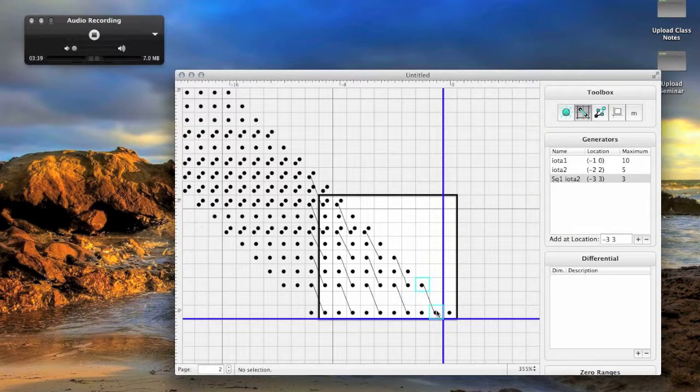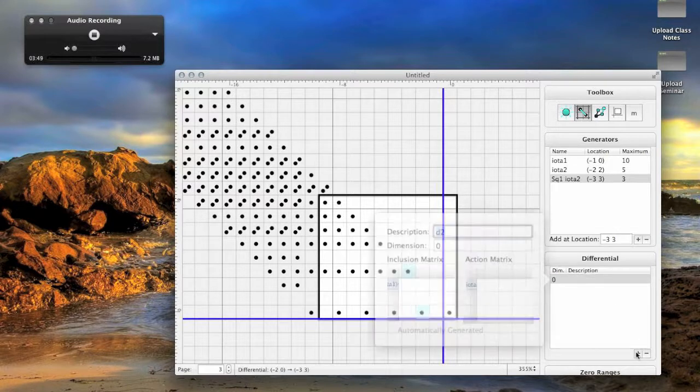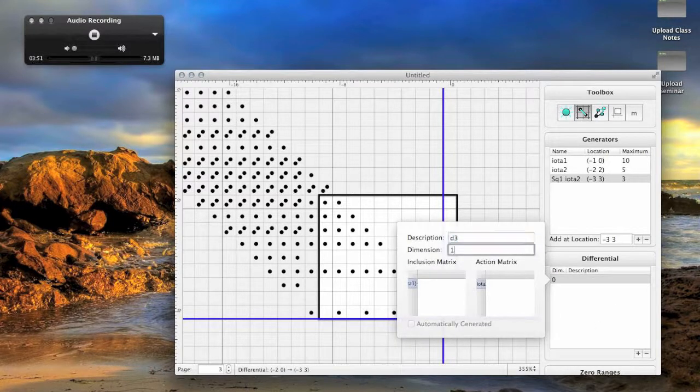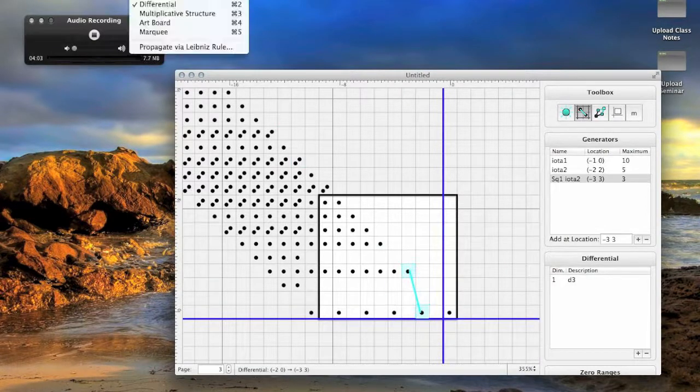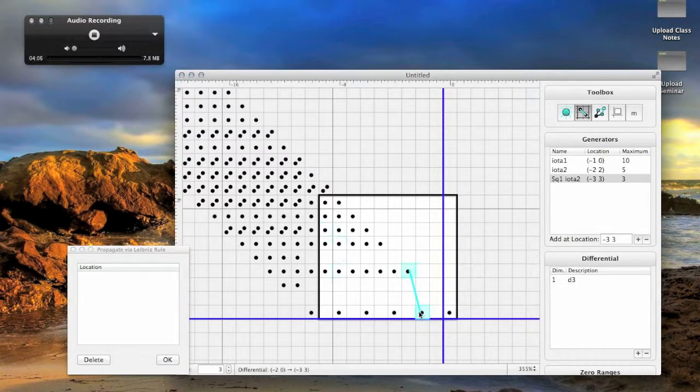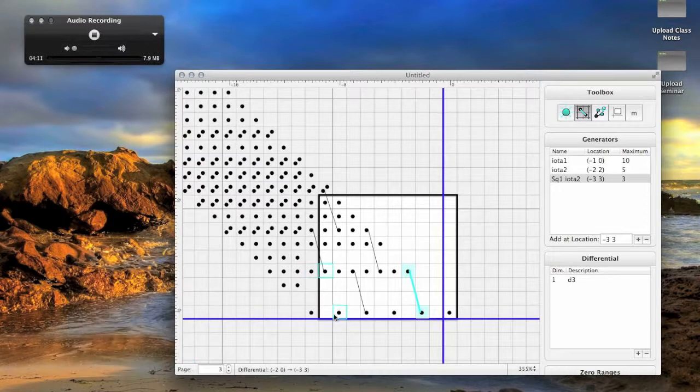Okay, so there's our old differential on the second page. On the third page, we would like to introduce a differential here. This is a D3 differential. It's once again defined on a one-dimensional subspace of the source. It acts non-trivially. Then, using the Leibniz rule as expected, we have the following pattern of differentials.